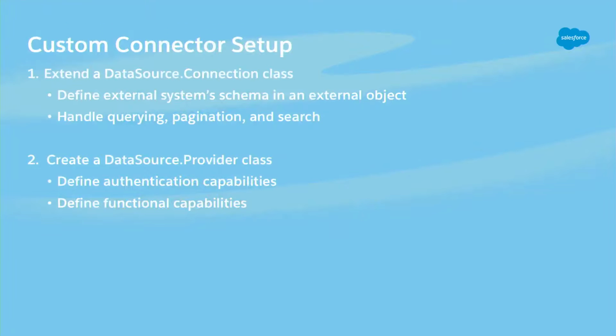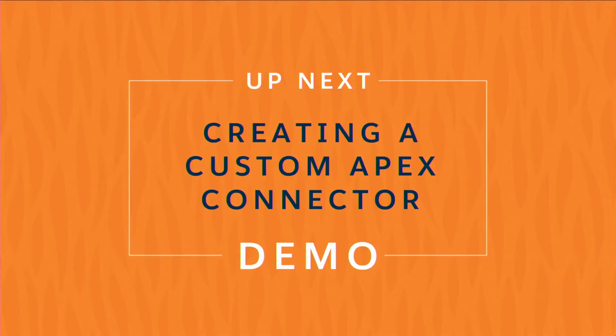Now, how do I even begin setting up a custom connector? In my case, because I have a REST service, I'm not able to use an out-of-the-box OData or cross-org connector. Instead, I'll have to write my own in Apex, which requires that I create two classes, the connection class and the provider class. The connection class is where you define the schema and how you handle querying, pagination, and search. And then you have the provider class, which is where you define details about authentication and what capabilities your data source should have, such as whether or not you can query, write to, or read from it, etc. Okay, so let's get into the demo.